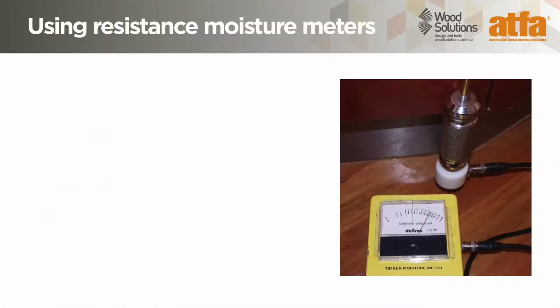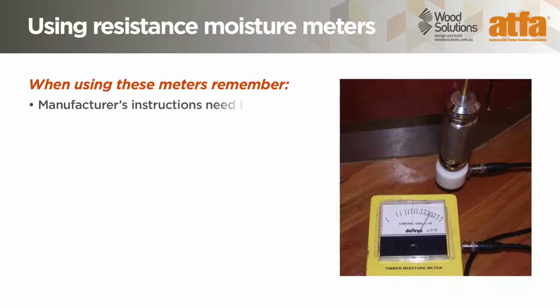Resistance moisture meters require pins to be driven into the timber. The meter measures the electrical resistance between the pins. Low resistance means high moisture content, and conversely, high resistance means low moisture content. So, moisture content is related to the electrical conductivity of wood. When using these meters, remember, meter manufacturer instructions need to be followed.